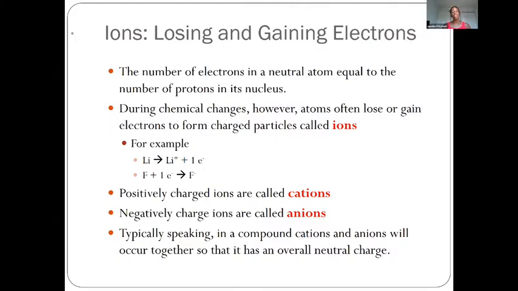Now, the number of electrons in a neutral atom will be equal to the number of protons, and we've said that a few times throughout different videos. Now, during chemical changes, however, atoms can often lose or gain electrons to form these charged particles called ions. And so we can have examples where we're either losing electrons, and that's when we're going to be generating what are called cations, or you could be gaining electrons, and that's when we're generating anions. Now, whether you're going to be forming an anion or cation is really dependent on the number of electrons that you have. However, typically speaking, in a compound, cations and anions will come together to form a compound that overall has a neutral charge.